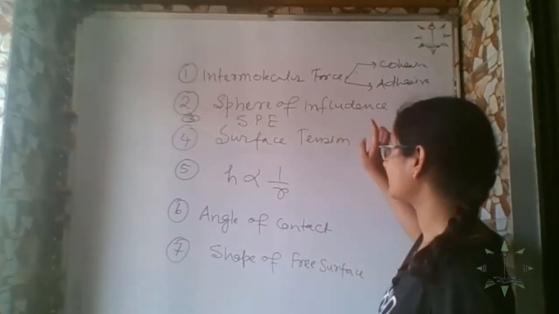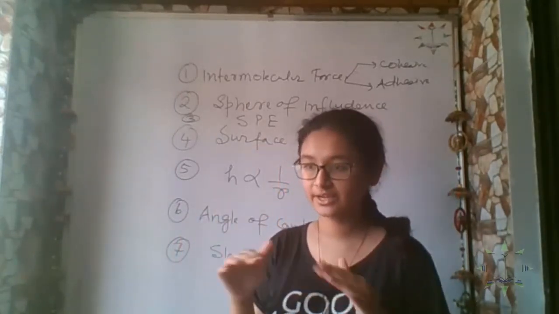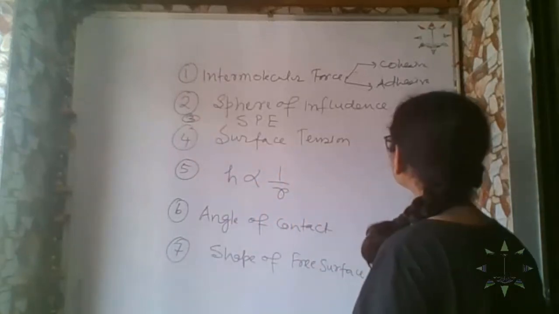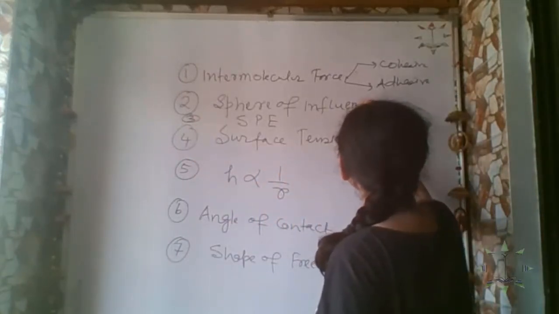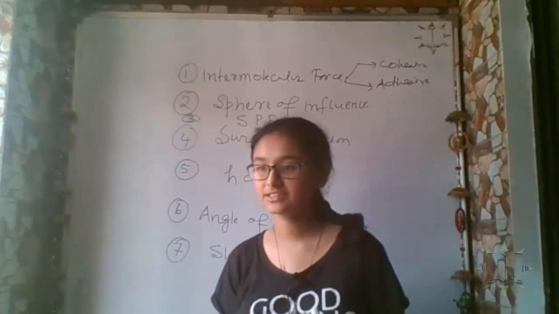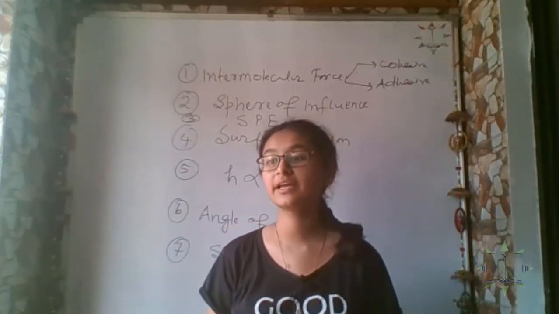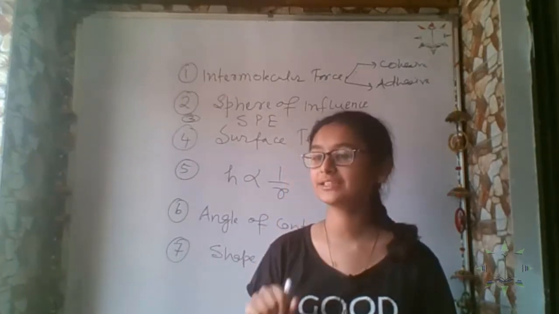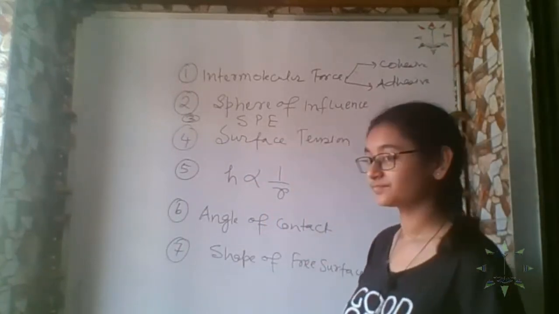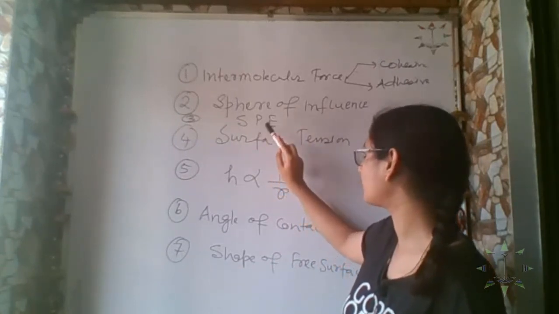Then we understood the sphere of influence, which says that the force acting on a molecule inside the liquid is zero, because the force acts diametrically opposite. The sphere is an imaginary thing which helps us understand that the molecules which are inside the liquid, below the free surface, have zero force acting on them, because the forces act in diametrically opposite directions and neutralize each other.